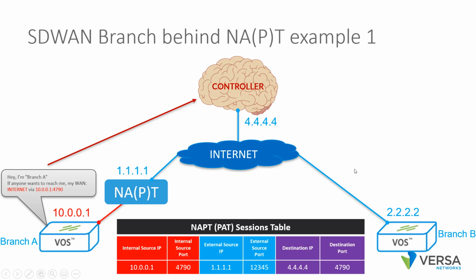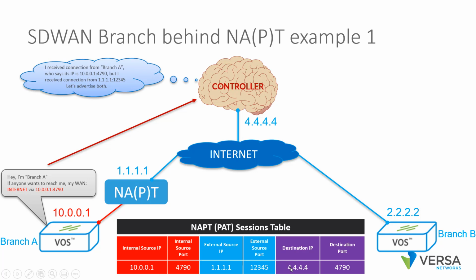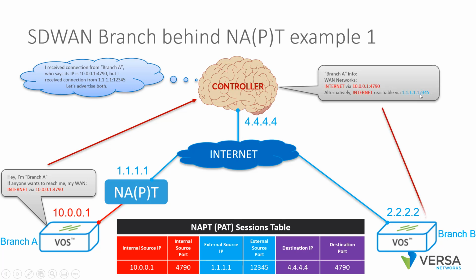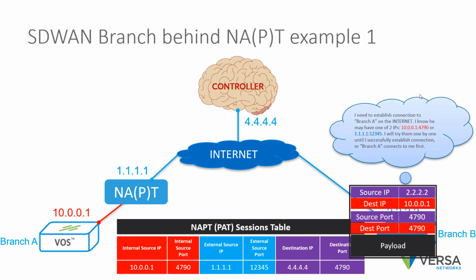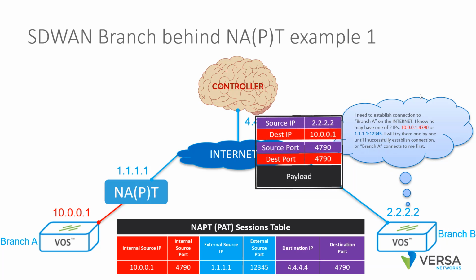But this also means that branch B would not be able to establish a connection here, because this translation is only happening between IP address 10.0.0.1 and IP address 4444. So in this case, once again, the controller will see that the IP address which was reported by branch A is 10.0.0.1, but I received a connection from 1111 port 12345. I will report both of these IPs to the device branch B. When the device branch B will try to establish a connection to any of these IPs, let's say to 10.0.0.1, it will be lost on the internet.